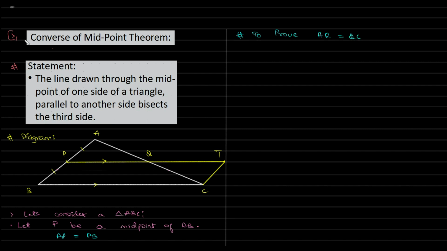Okay, so that's what the midpoint theorem tells. And AP, sorry, actually I missed out one thing. So one more thing is, we have PQ is parallel to BC. So this is one more thing that is given. So to prove is this, and we have construction.